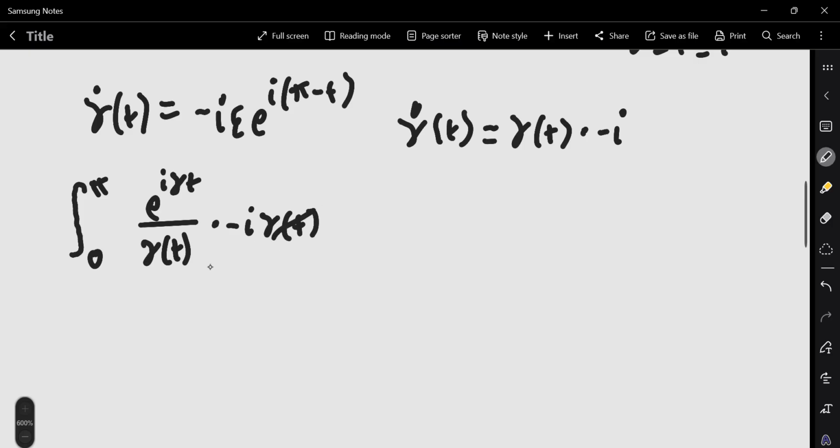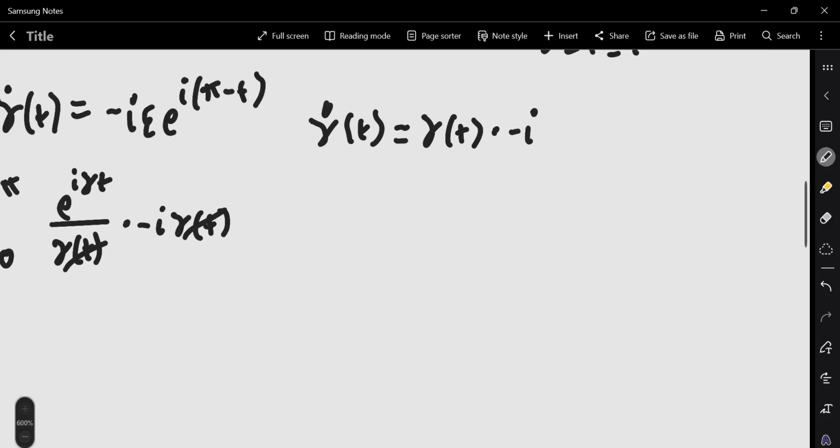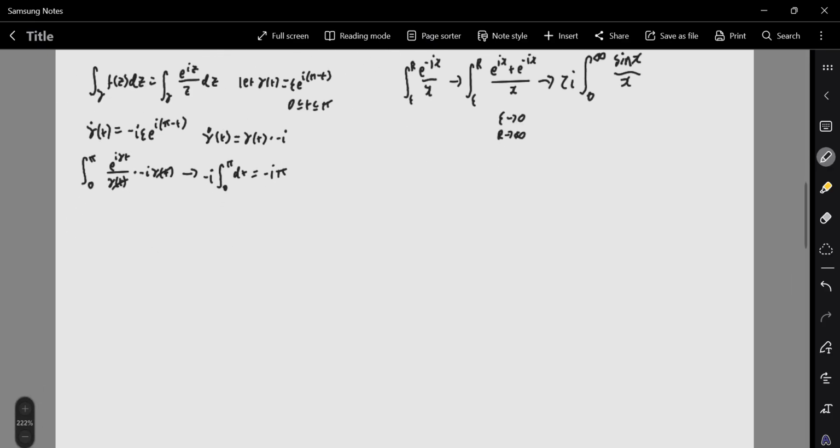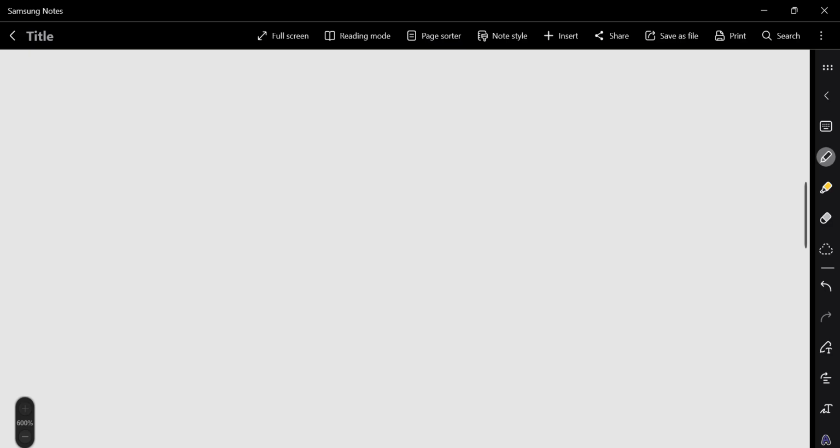This is going to cancel with this, and then the minus i, and all we're going to be left with is minus i times the integral from 0 to pi of dt, which is just going to be minus i pi. And that's what's left. So that's our little gamma evaluated. And so what we have left is our big gamma. And that one we can just do without, because it's going anti-clockwise. So like this, the integral of f of z dz.